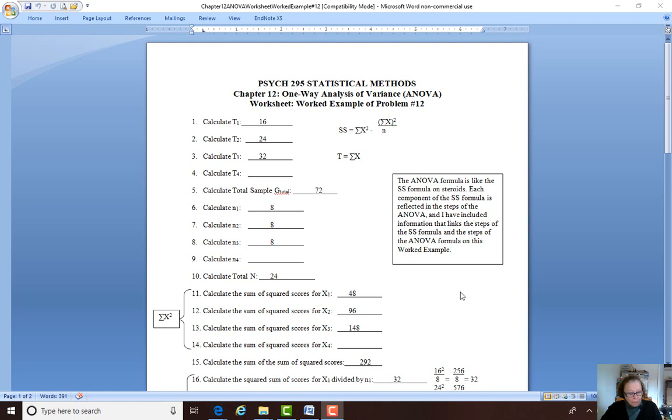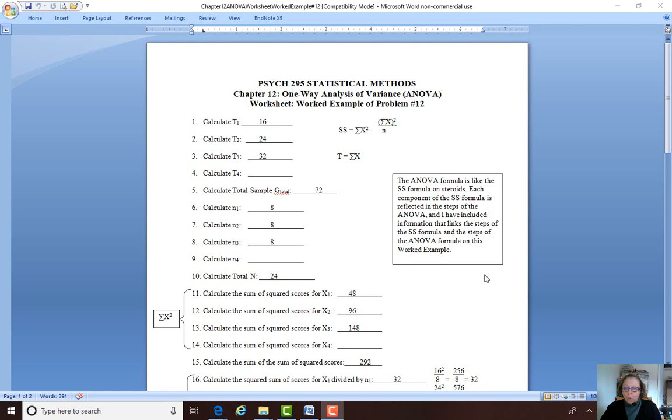Number 12 and then also number 19. The first one we're going to talk about is number 12. The basic data for number 12 is located on page 367 in your book. If you can, please open that up and follow along. It's on the bottom of page 367. Number 12 is what we're working with.